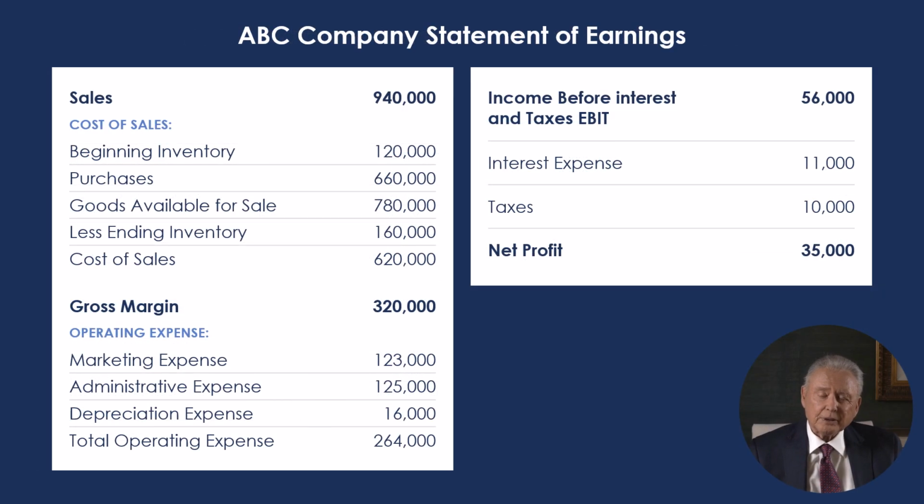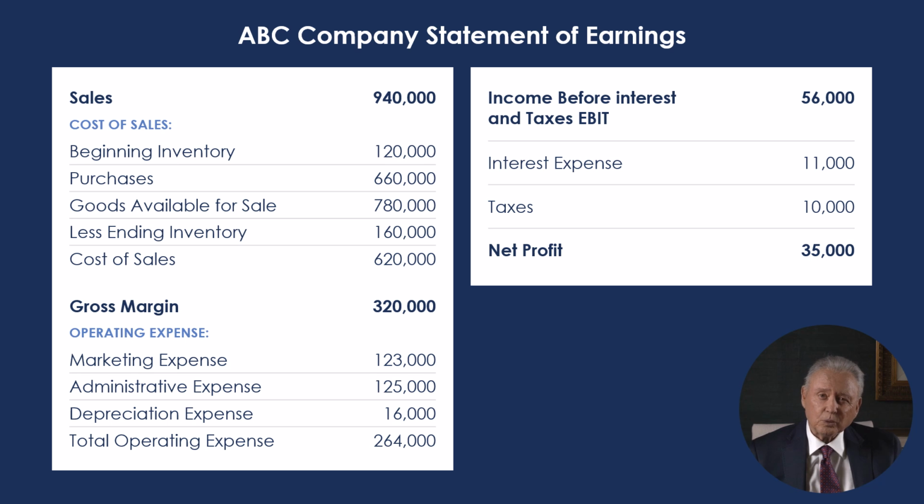Here we have the statement of earnings for the ABC company. Sales are $940,000. Beginning inventory is $120,000. Purchases are $660,000. Added together, goods available for sale, $780,000. Less ending inventory of $160,000, resulting in cost of sales of $620,000. Gross margin is $320,000.